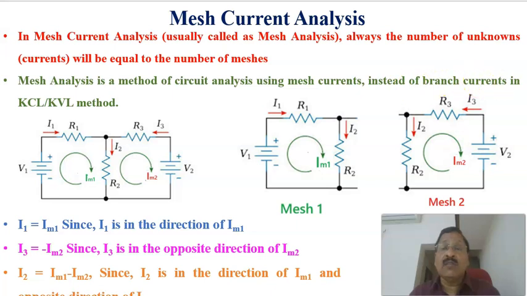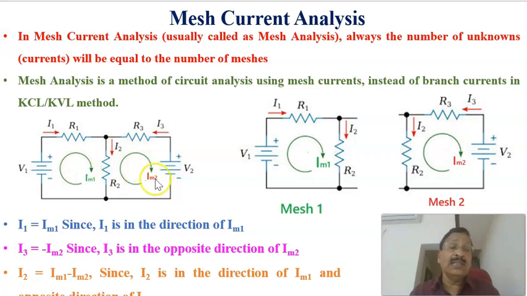Mesh analysis is a method of circuit analysis using mesh currents instead of branch currents, as in the case of the KCL and KVL method. Here we are using mesh currents. We are assuming this mesh current IM1, and similarly, for the second mesh, the mesh current IM2.